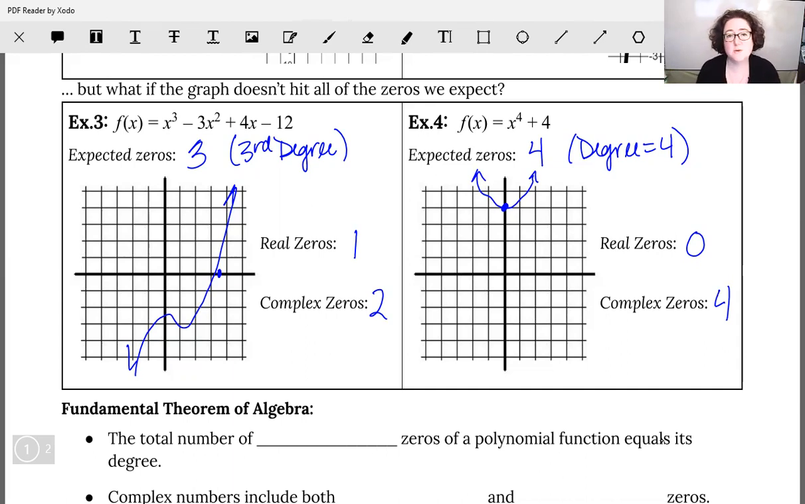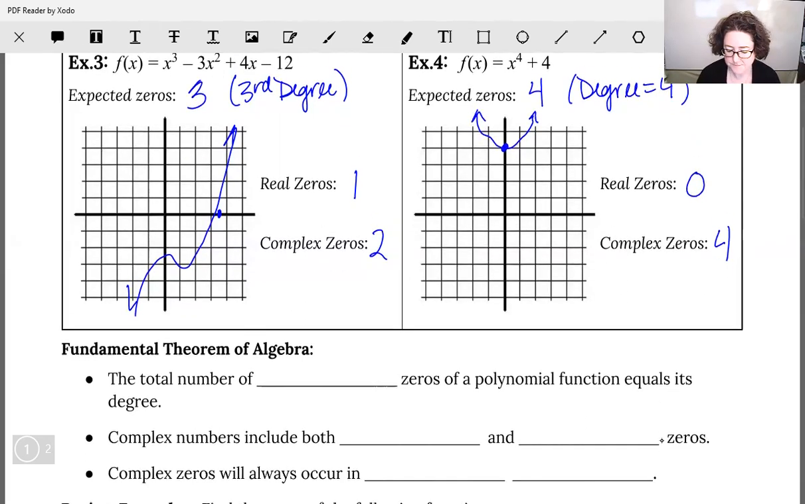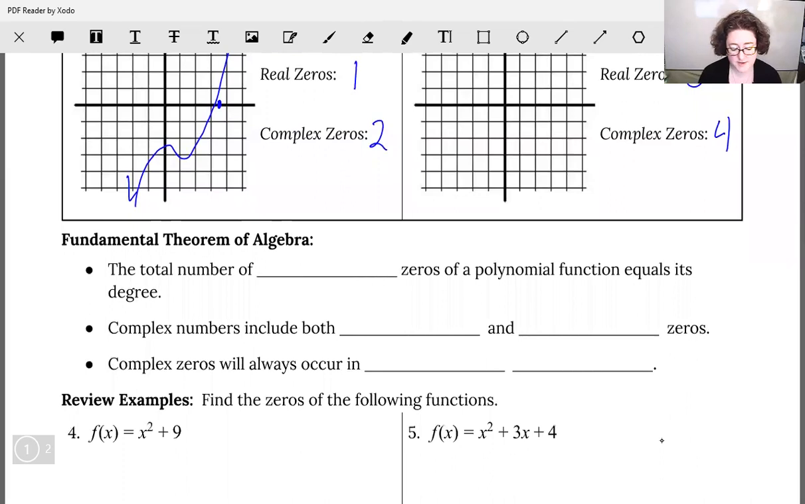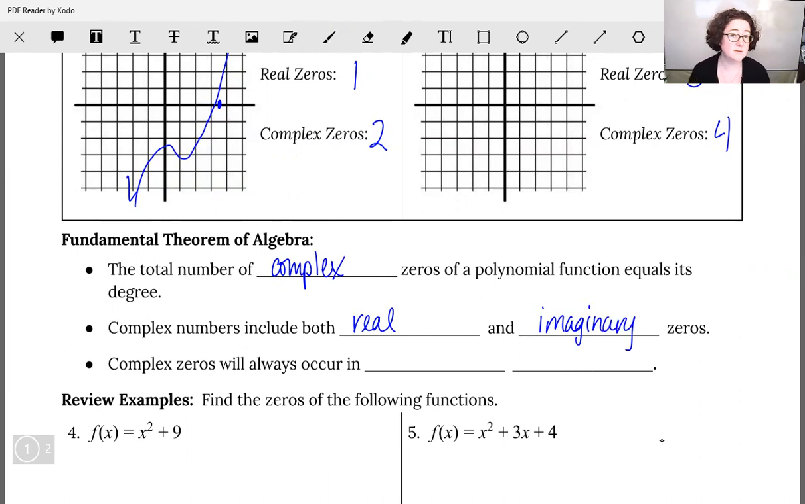And so that's our fundamental theorem of algebra, kind of expanded to include all of our solutions. So our fundamental theorem of algebra really states the total number of complex zeros of a polynomial function equals its degree. So if I have a 5th degree equation, I'm going to have 5 complex roots. Now, don't forget your complex numbers. When we were talking about these last unit, they include both a real part and an imaginary part. So when I say I have 5 roots, some of them might be real and some of them might be imaginary or complex.